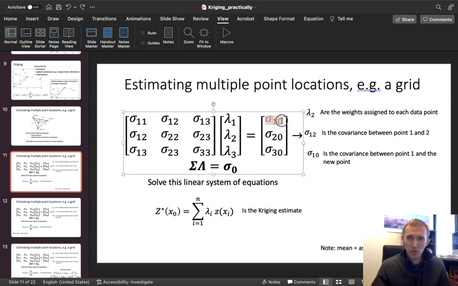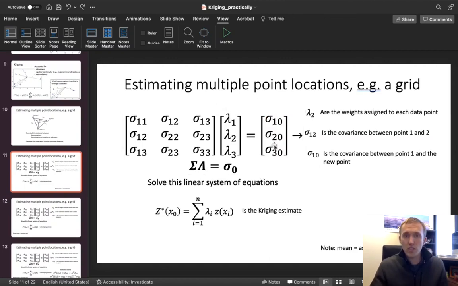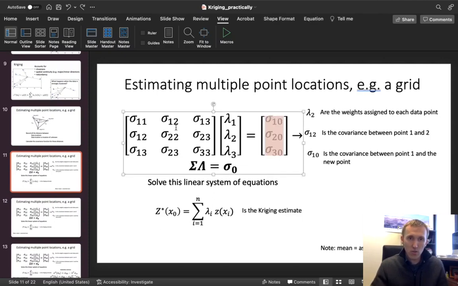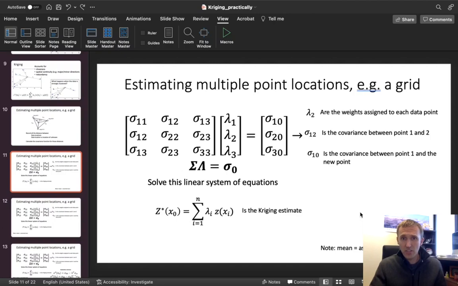Same thing here with these covariances, the covariance sigma 1 naught, sigma 2 naught, and sigma 3 naught. These don't depend on our data, they just depend on the distance between each one of our data points and our new location where we want to estimate data. So all the sigmas that you see here, we can calculate using our variogram model, and we have to decide what that is. That's part of the estimation process. We have to decide what variogram model we want to use, and that's based on our variogram analysis.